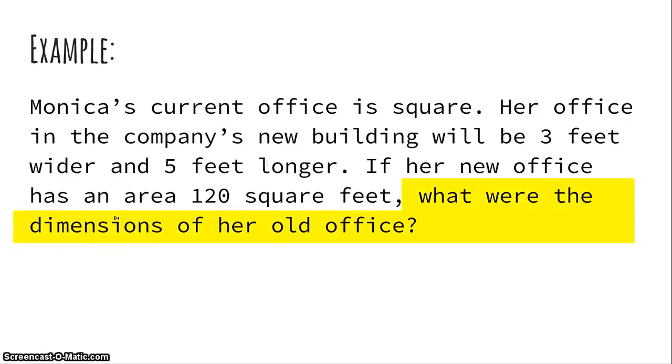The problem is really asking us to find the dimensions of Monica's old square office. In other words, the length and the width. That is what we need to find out. That is our unknown, our variable. Once we have identified the question chunk of the word problem, there are a few more things we should do to wrap up the ask part of address.